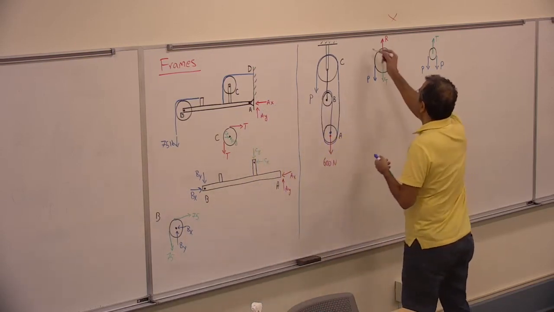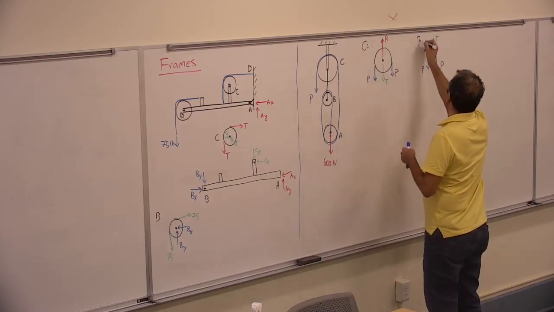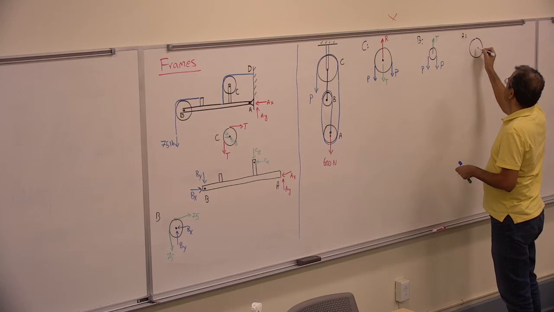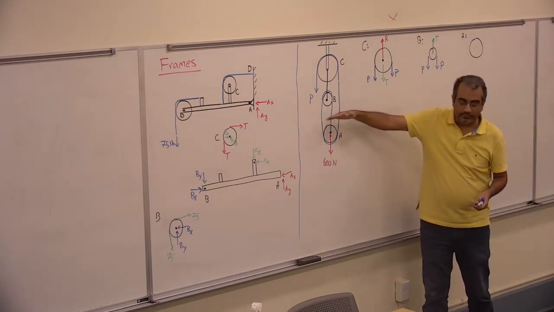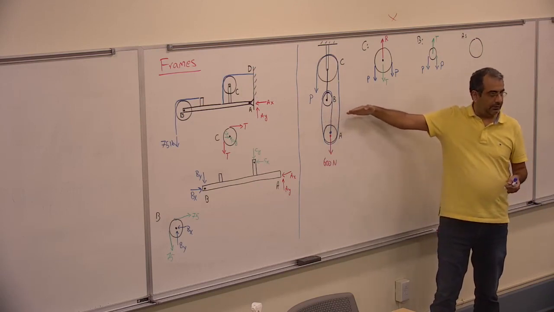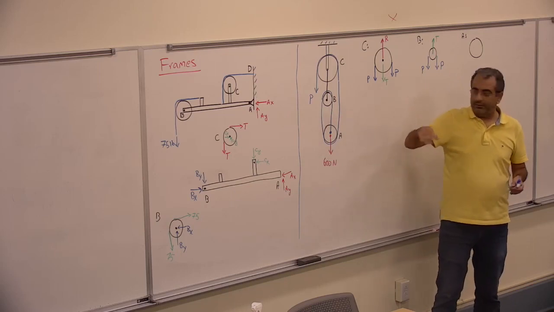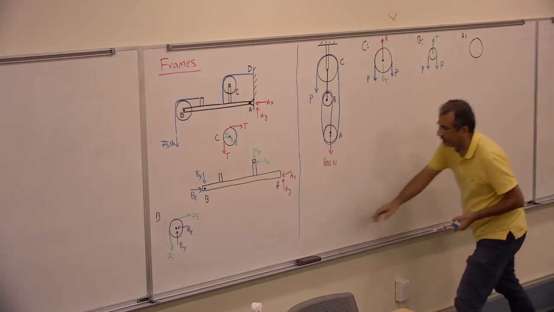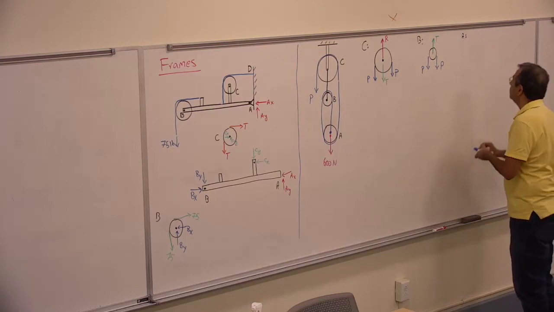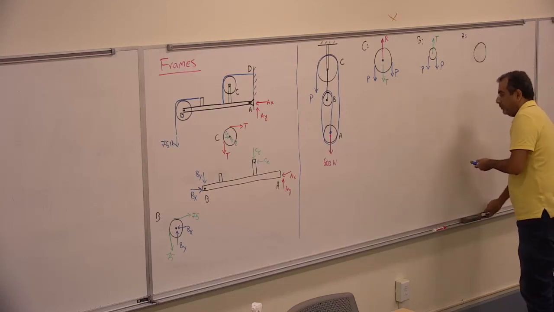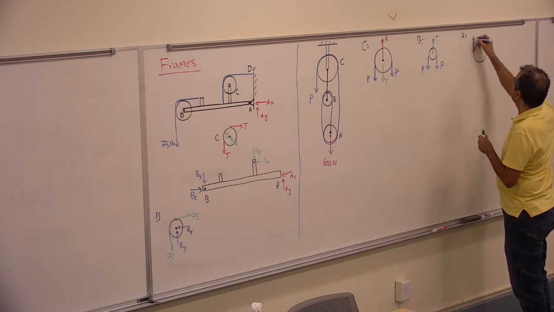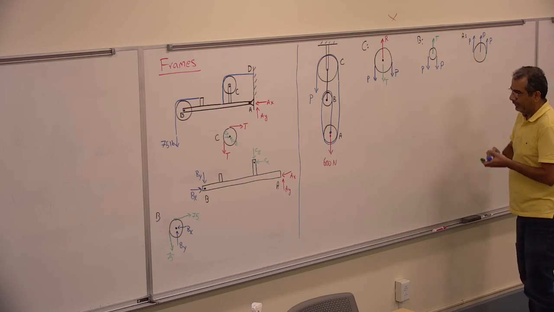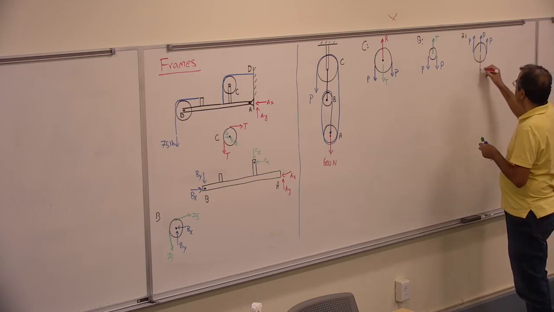Okay, so that was C, that was B, and the next one is going to be A. If I cut A at the top, there are three ropes connected, so it's going to be 3P at the top. So it's going to be P here, P here, and then at the bottom of that I have 600.